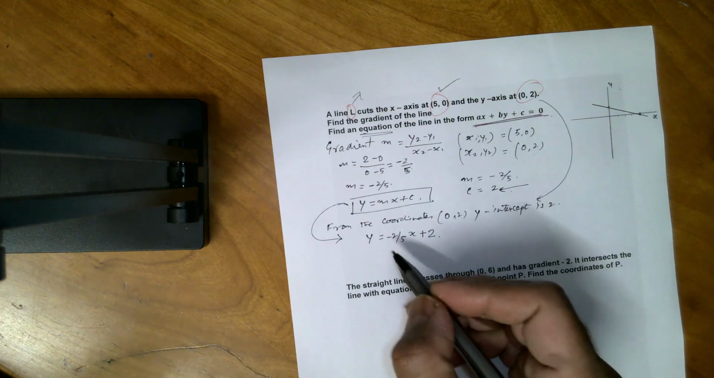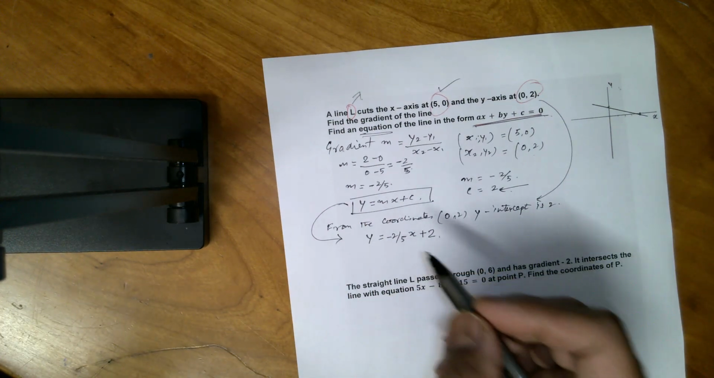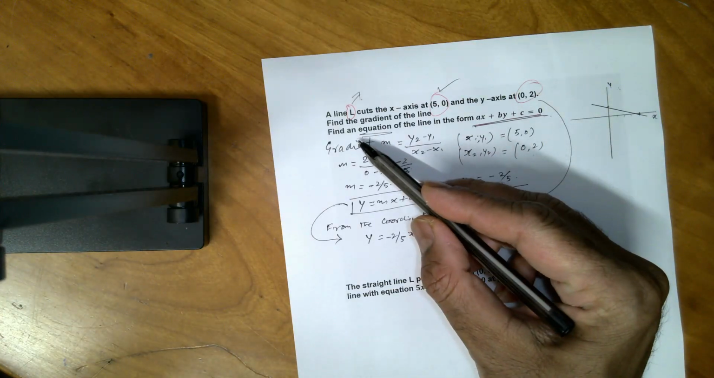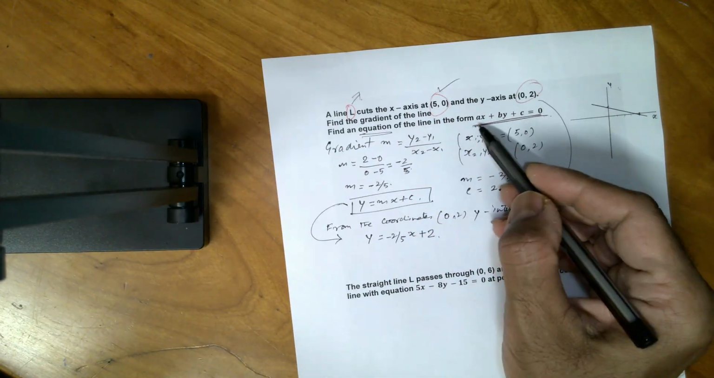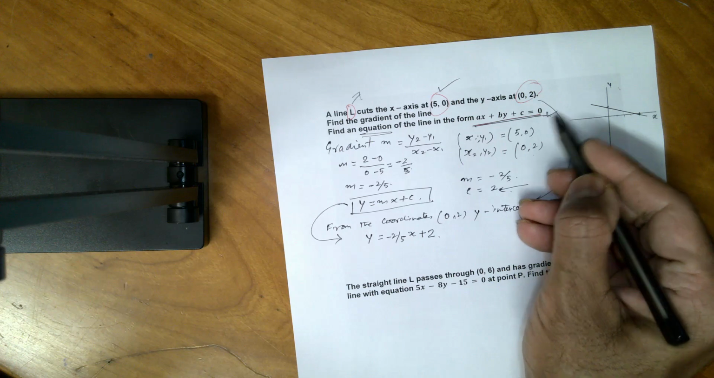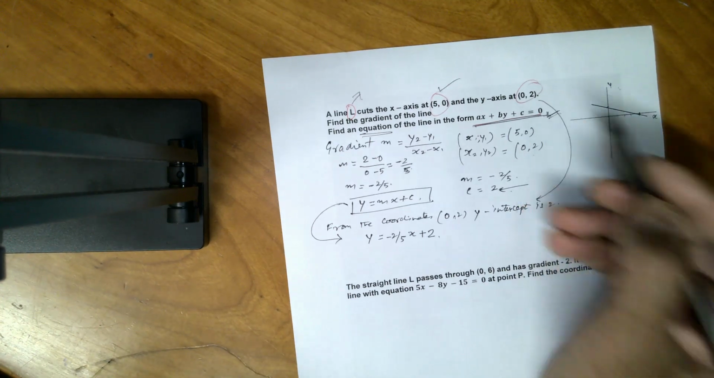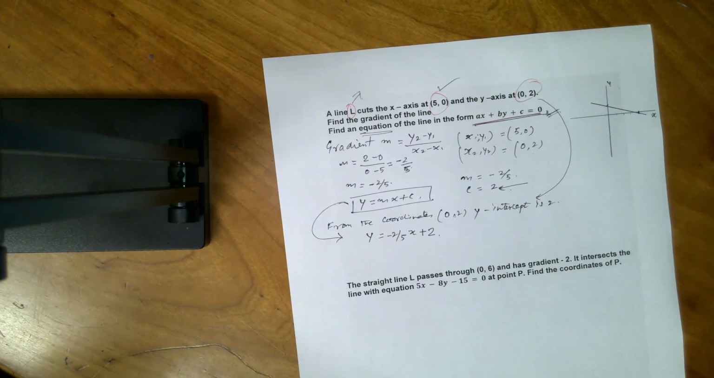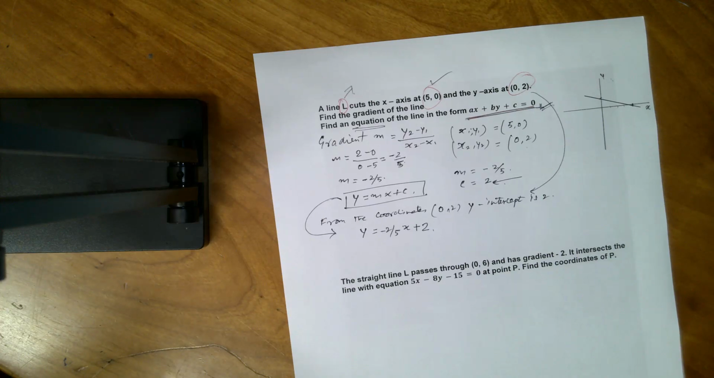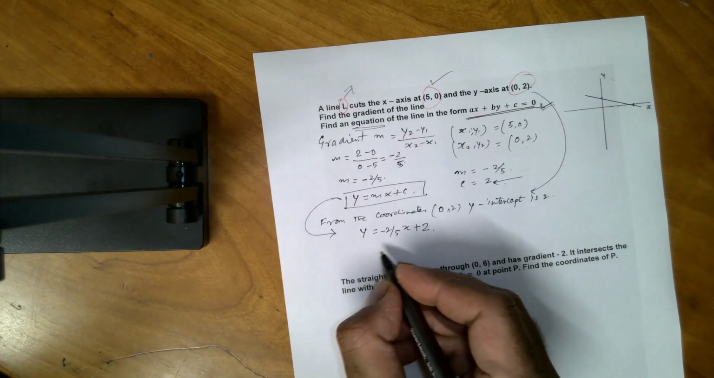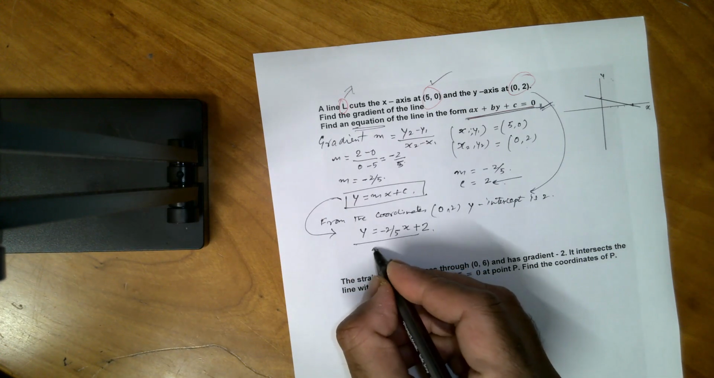So now you have this equation. However, it's asking you to find an equation in this form, ax plus by plus c, so you have to write this one. Once you have it in this form, then you know that it's completed. Otherwise you lose marks.